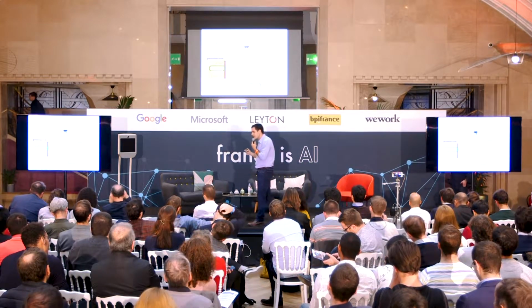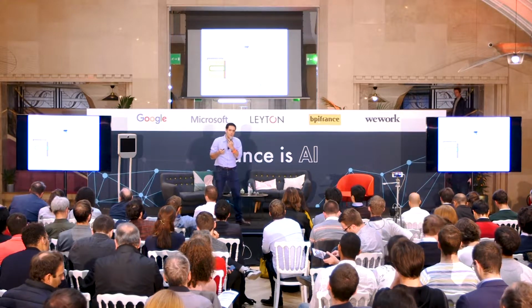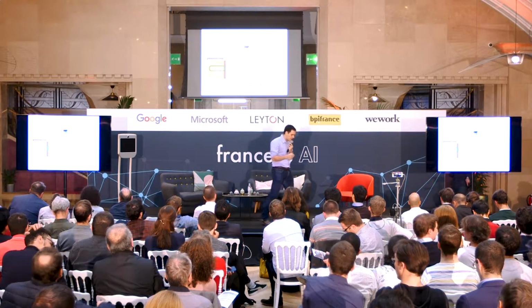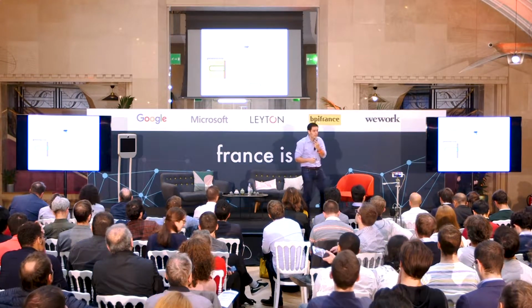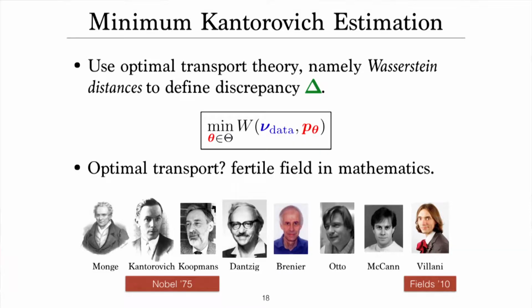And it's basically the idea that you can use optimal transport theory to define such a discrepancy between probability distributions. So the one that I will be interested in is the one on the lower right here, this minimum Kantorovich estimation. And if you look at the date, maybe it's very hard, the font is small, but this idea was proposed in the statistics literature in 2006, so about 10 years ago, which is very fresh if you compare it to maximum likelihood, which is 100 years ago.